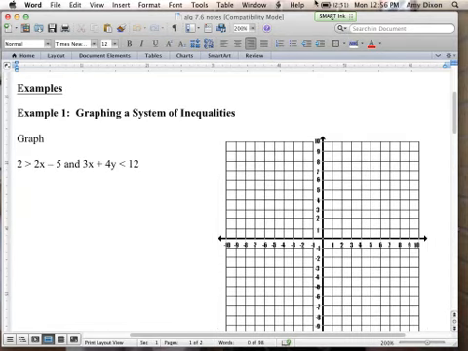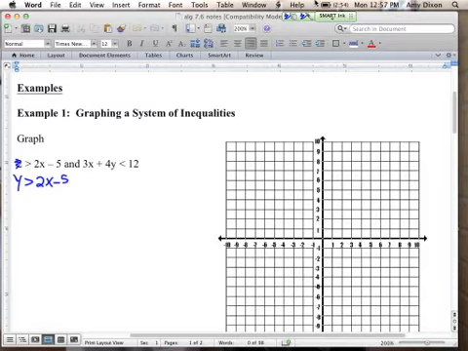I need you to fix the equation on example 1. The first equation should say y is greater than 2x minus 5. That was an error on the notes, so cross out that 2 and make it a y. All right? Y is greater than 2x minus 5. So we need to graph that line on our graph. We have y is greater than 2x minus 5.